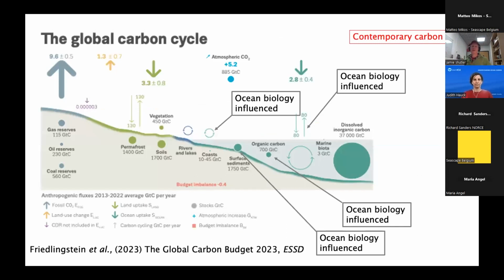So now we need to think about the contemporary, the current oceanic sink, which, as Judith was saying, is forced by these atmospheric emissions in the atmosphere. So the ocean has changed from being a source to a sink.